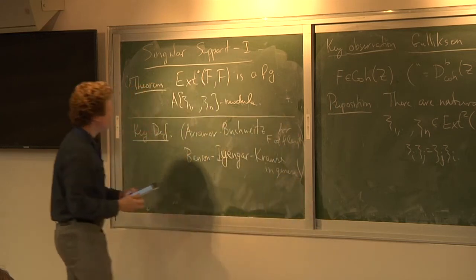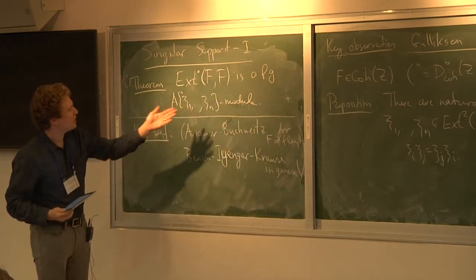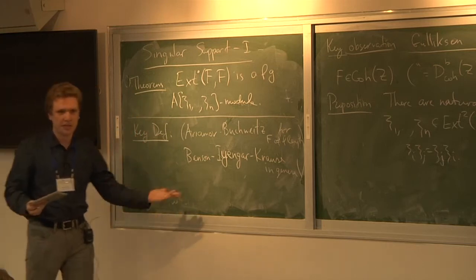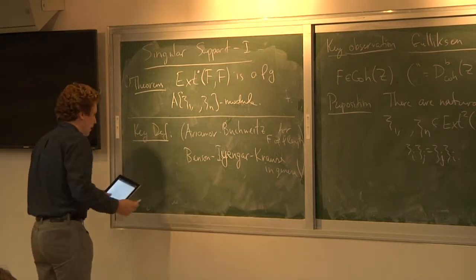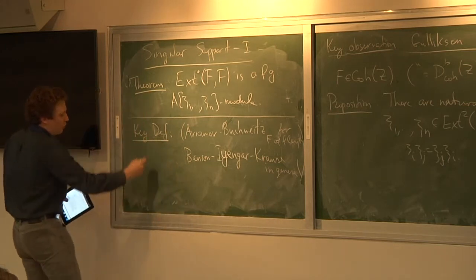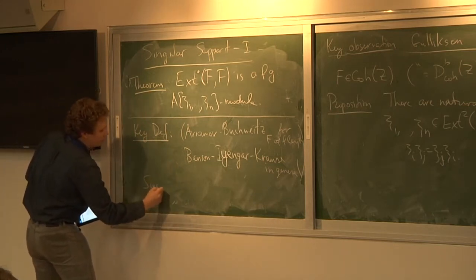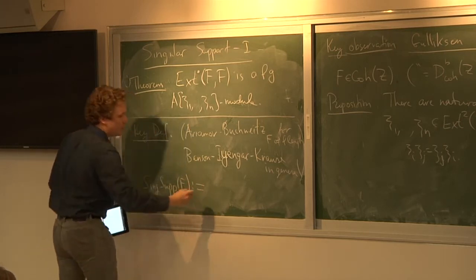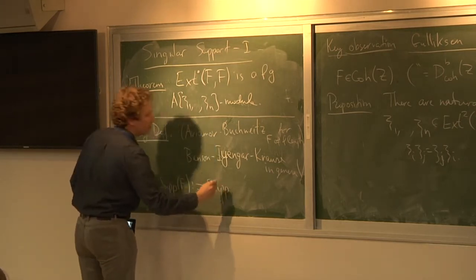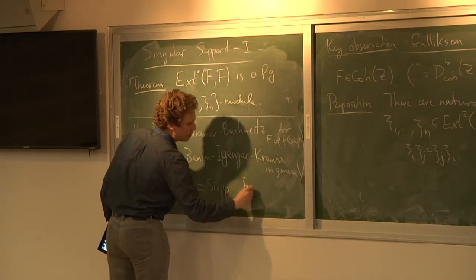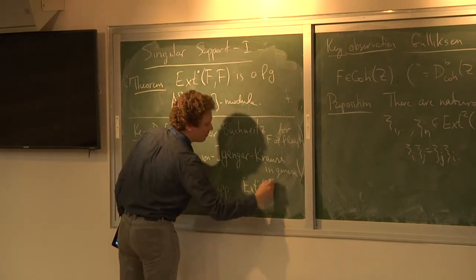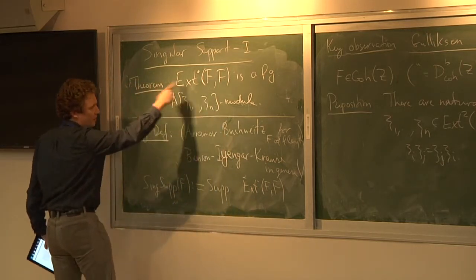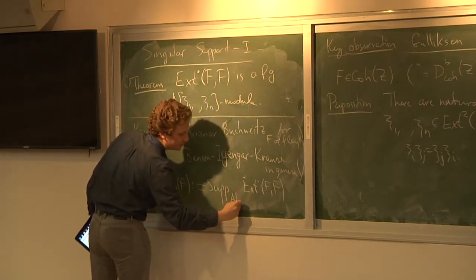The definition is simply, we now know that it's a finitely generated module, so let's look at its support and see what that is. That's what I'm going to call the singular support of F. It is defined to be the support of this Ext from F to itself, as a module over this polynomial ring.